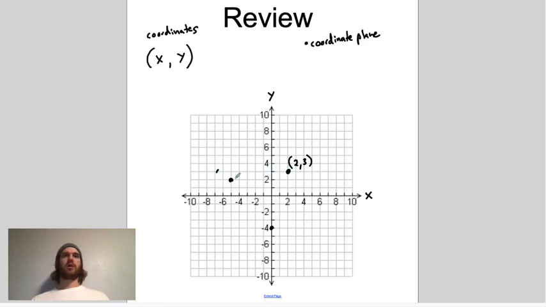Let's take a look at this point. Where does it hit the x-axis? Coming down, -5. Where does it hit the y-axis? 2. Fantastic. And then down here, where does it hit the x-axis? It hits right there, which is 0. Where does it hit the y-axis? -4. Fantastic. This point here is the point (0, 0), and it's called the origin, for those that forgot. You need to know that point is (0, 0).